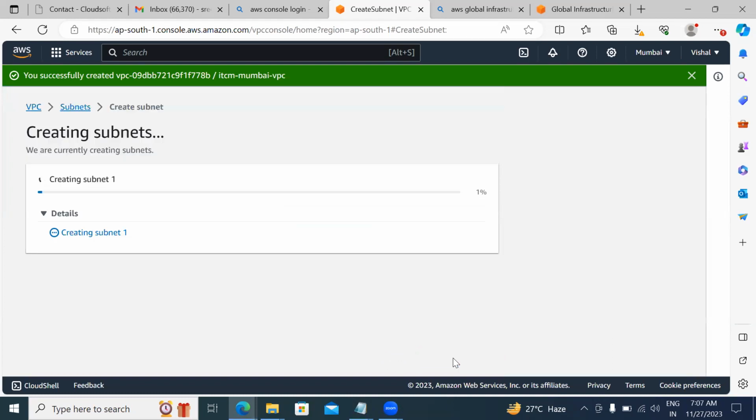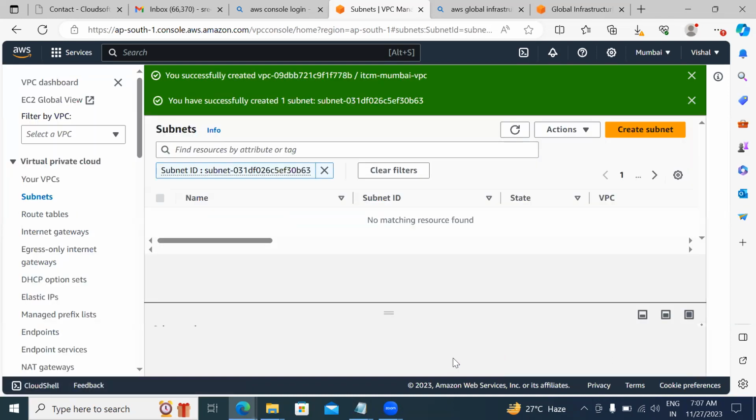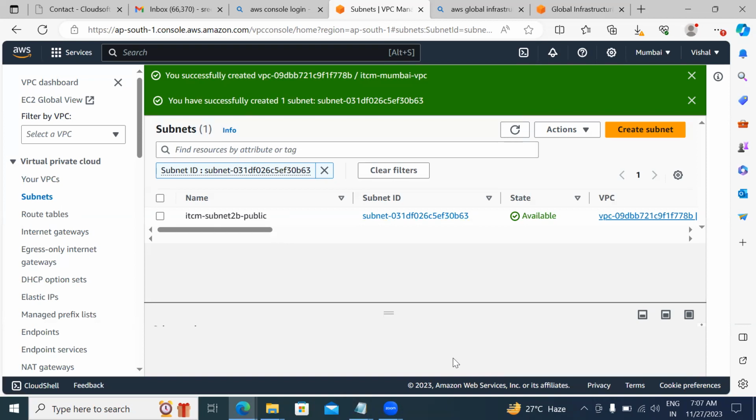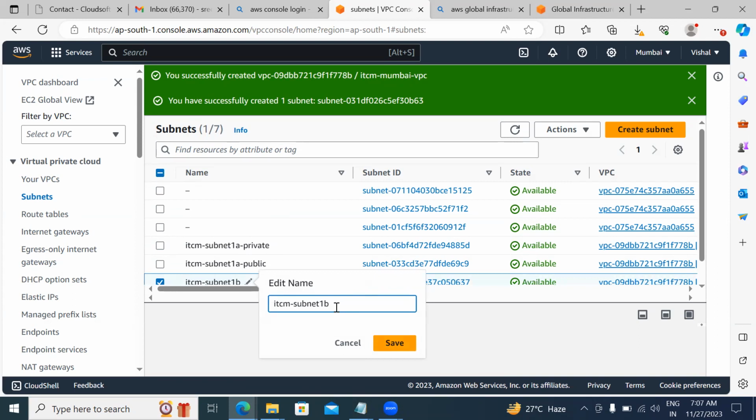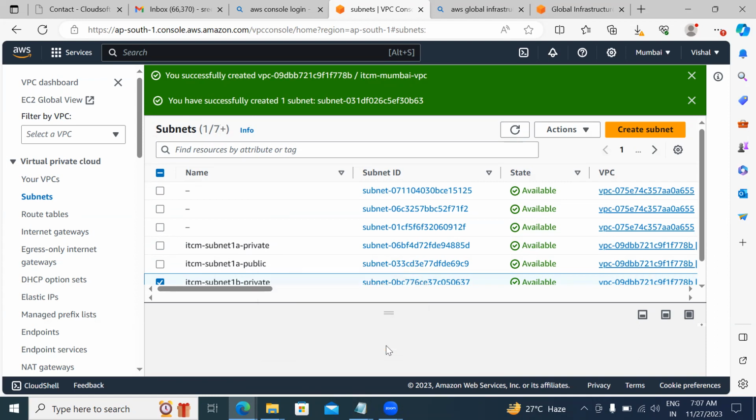Why are you not adding the tag? The tag comes by default. If you want additional tags, these are the tags itself. And where are you giving the name convention? The name itself is the tag name. Whatever name tag you have given, that would be added here.